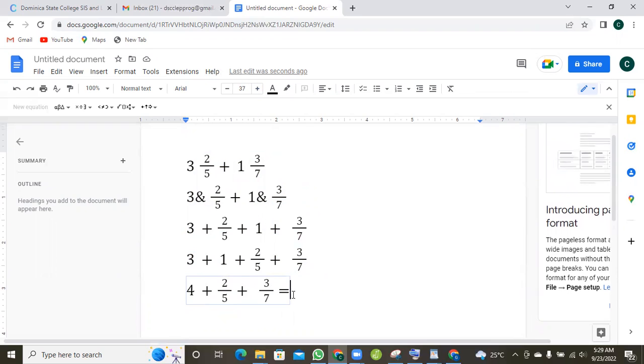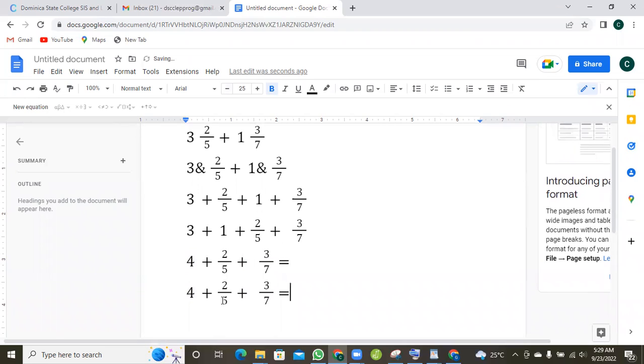When we add fractions, we need a common denominator. So therefore now, the common denominator of 2/5 and 3/7 will be 35. The lowest common multiple between 5 and 7. Both 5 and 7 can go into 35. Because when you add fractions, you need a common denominator.